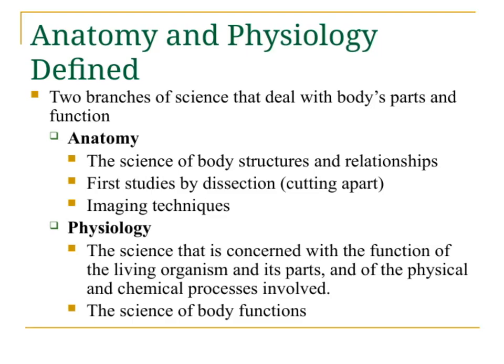Today, we're going to explore two main branches of science that help us understand the body's parts and how they work. The first is anatomy, which is all about studying the structures of the body and how they relate to one another. It's like understanding the blueprint of a building. Historically, early studies of anatomy involved dissection, where scientists carefully cut apart bodies to see how everything is put together. Nowadays, we also use advanced imaging techniques, like MRI and CT scans, to look inside the body without cutting into it, giving us a detailed view of its structures.